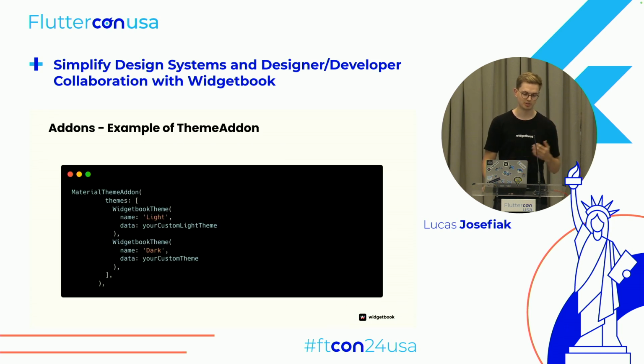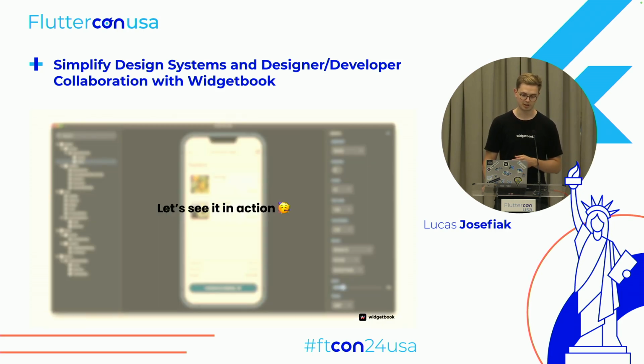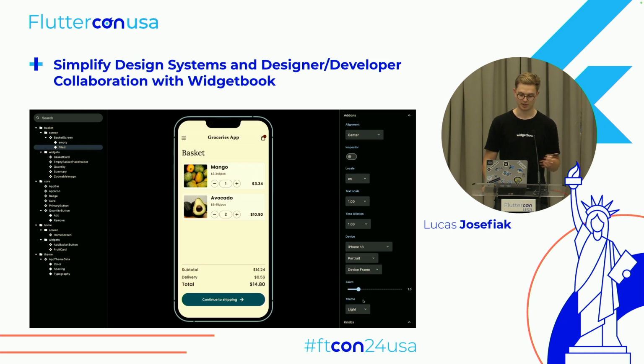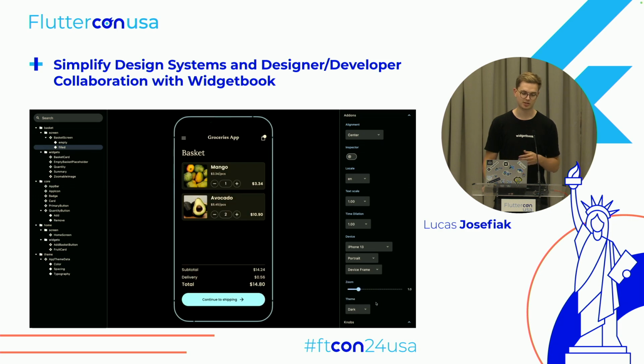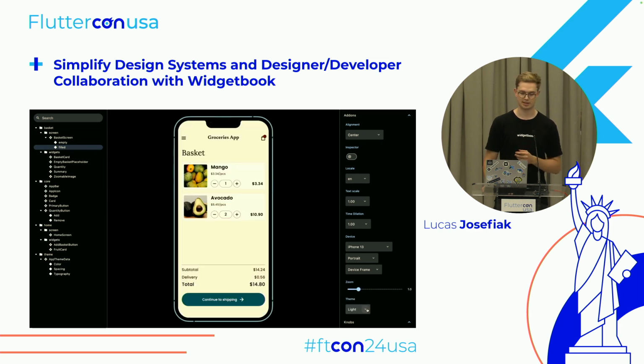And to give you one example, you can test your widgets across multiple themes. And you can just use the Material theme add-on where you're in the end defining what's the theme that you want to use. In our case, we wanted to use light and dark mode, and so we provide first of all the name for light, and then we just pass the theme data in it. We do the same for dark, and afterwards we can already see it in action. And then you can see that it's really easy to, on the right side, control the add-ons to test our widgets in light and dark mode.